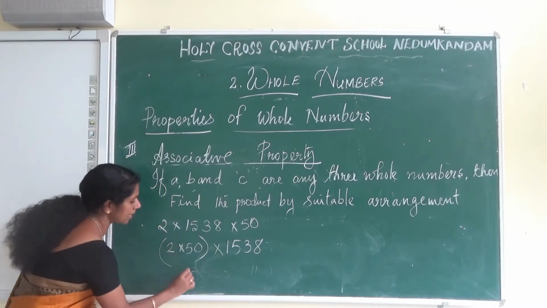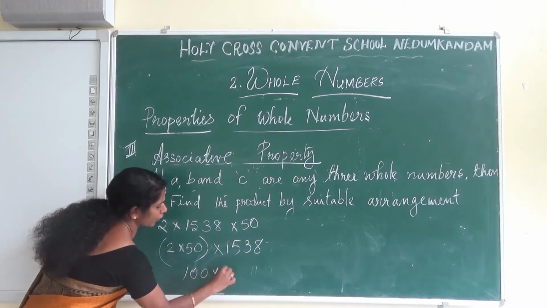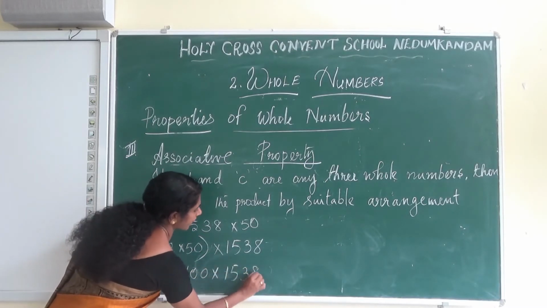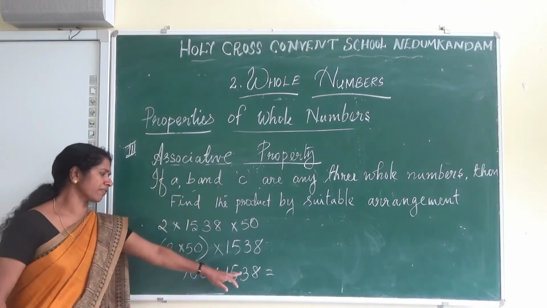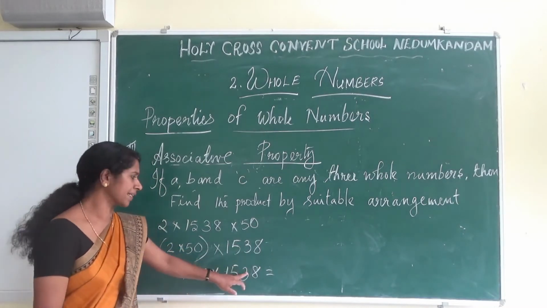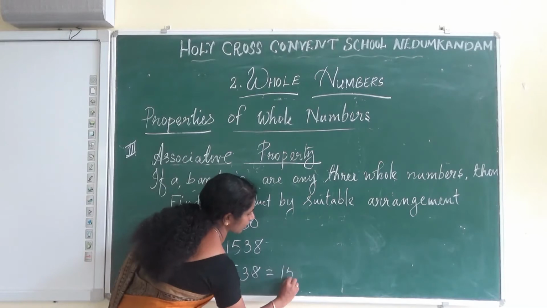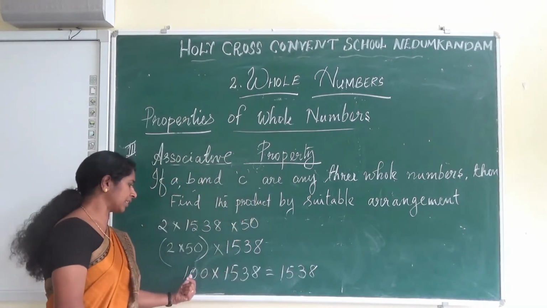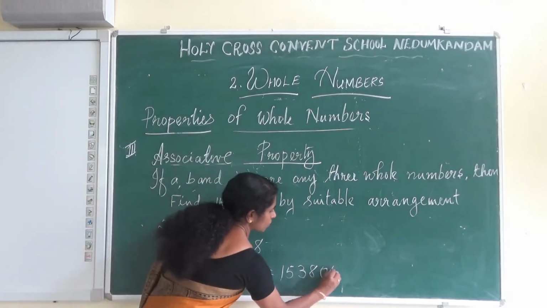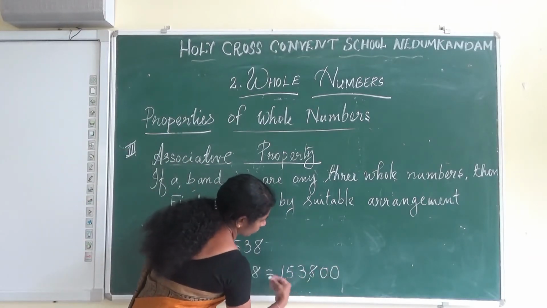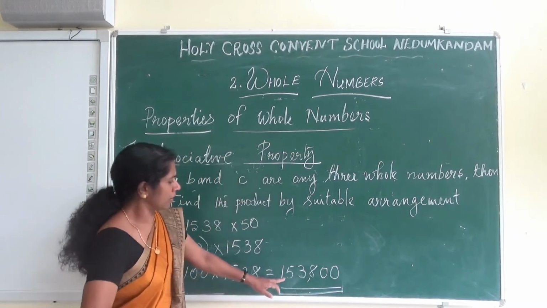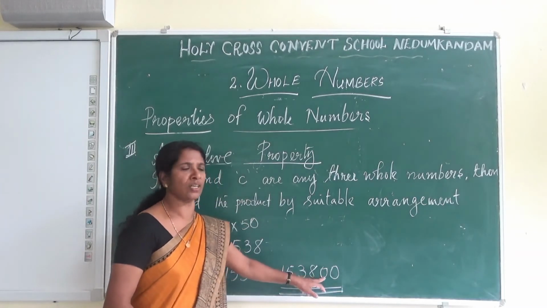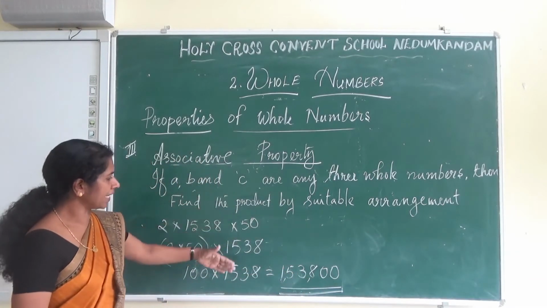50 into 2 is 100. 100 into 1538. Multiplication of a number by 100 means we know that write that number as it is, that is 1538, and at the end of that number put these two zeros. So the number becomes 1,53,800. So the multiplication becomes very easier here.